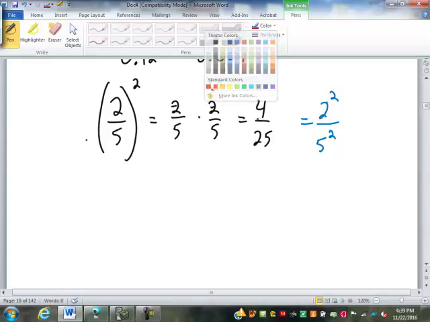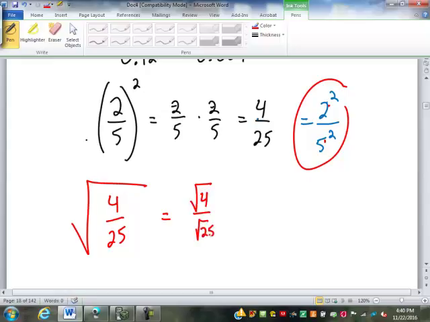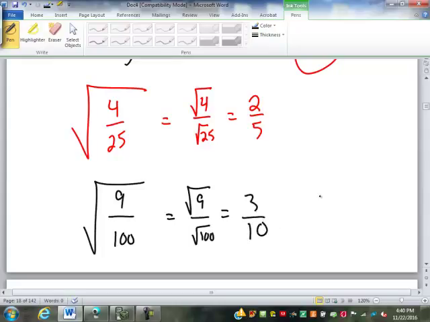So when we go to take a square root, the same thing applies. We can split up the power to do just the numerator and then just the denominator. Same here. We can square root the numerator and then square root the denominator. What's the square root of 4? 2, and the square root of 25 is 5. So if I ask for the square root of 9 over 100, I can do the square root of 9 over the square root of 100. What's the square root of 9? 3. Square root of 100? 10.